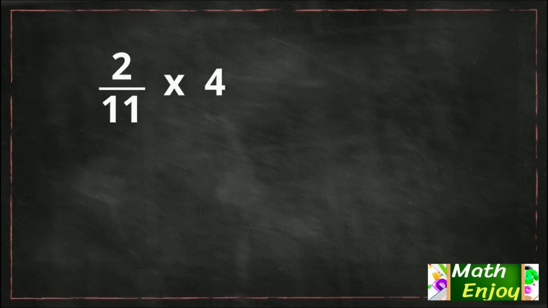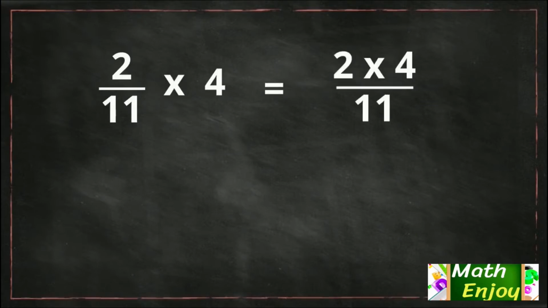Next example, 2 over 11 multiplied by 4. Here we have to multiply a fraction by a whole number. Same thing we have to do. First I will multiply the numerator of the fraction by the whole number. 2 times 4 is 8. 8 over 11.